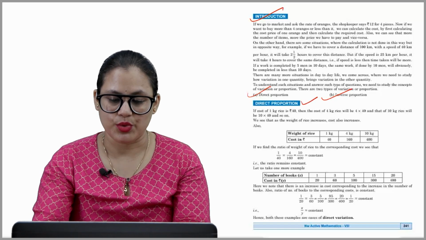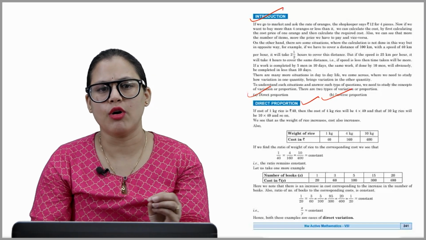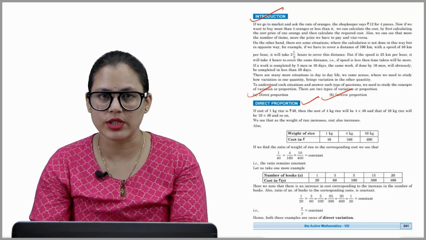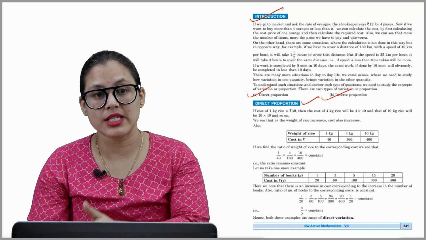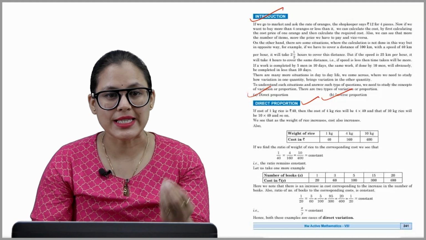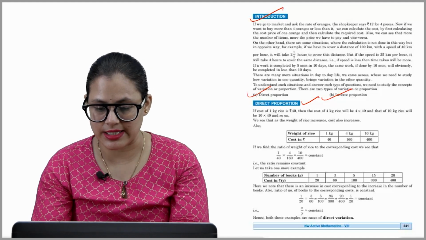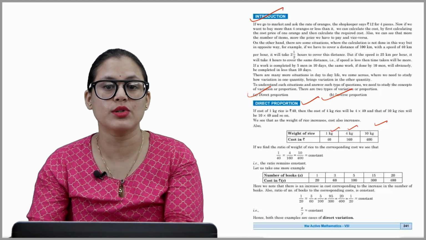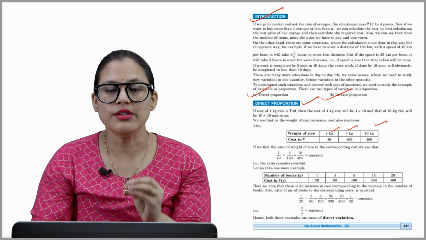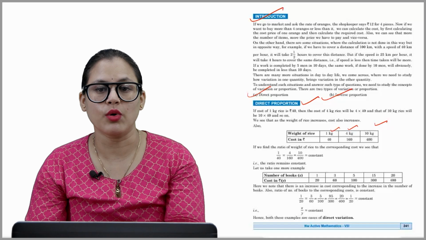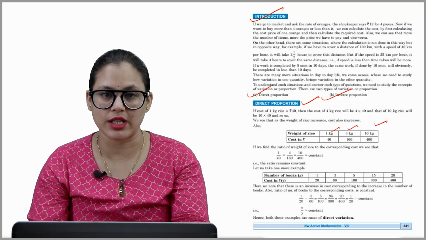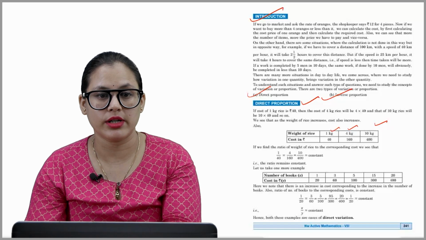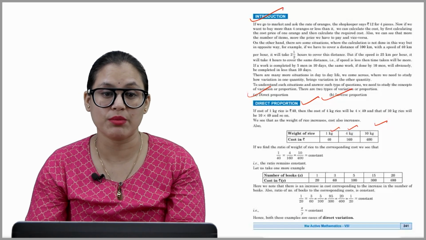Direct proportion. If the cost of 1 kg rice is rupees 40, then the cost of 4 kg rice will be 4 into 40 obviously, and that of 10 kg rice will be 10 into 40 and so on. So we see that as the weight of rice increases, the price is also increasing. So if we find the ratio of weight of rice to the corresponding cost, we see that 1 by 40 is equal to 4 by 160 is equal to 10 by 400 is equal to a constant. That means the ratio remains constant.